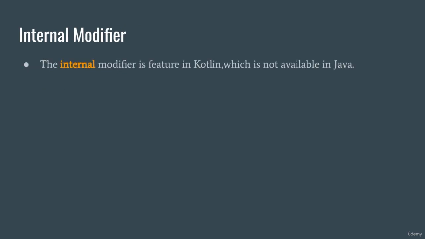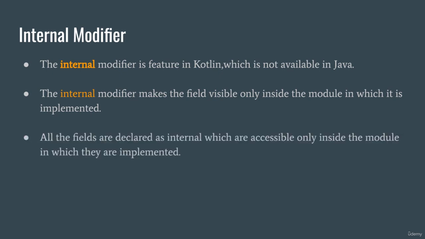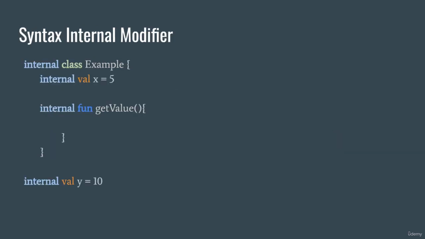Then the internal modifier is a feature in Kotlin which is not available in Java, and the internal modifier makes the field visible only inside the module in which it is implemented. So all fields are declared as internal, which are accessible only inside the module in which they are implemented. All right. So another example here, and we can see the syntax for internal modifiers. So you can use this internal keyword for a class, for a property, and also for methods, and even for global variables, as you can see here.